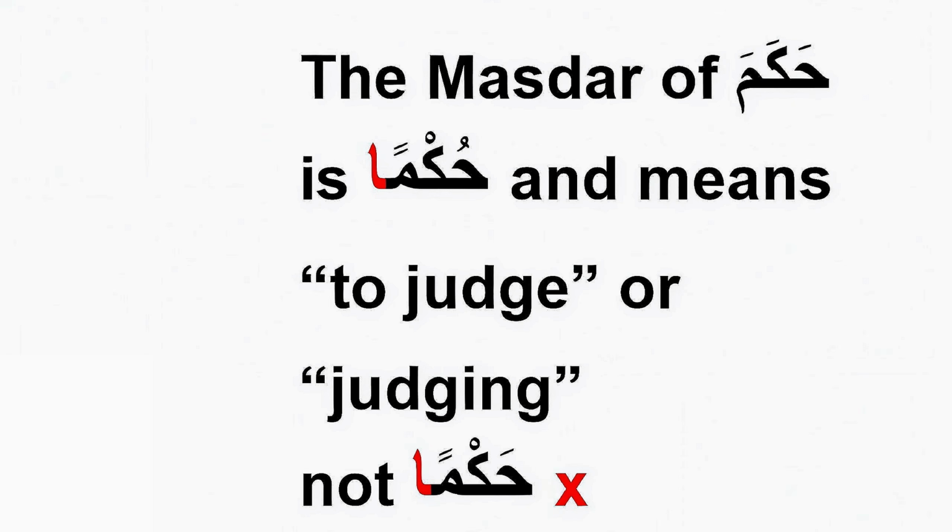The masdar of hakama is hukman, not hakman, because if it were like nasran for nasara, it would sound like hakman, not hukman. This shows that the masdar can appear in different forms. A word can also have more than one masdar, but we will learn the details later.